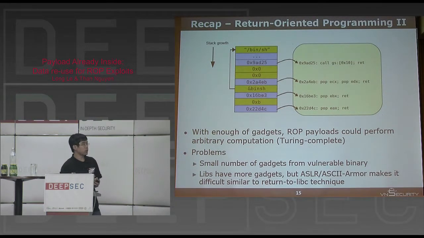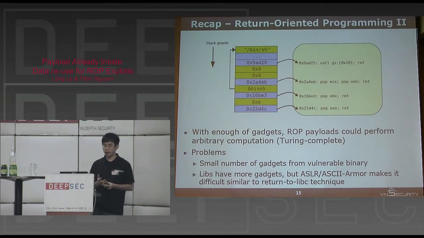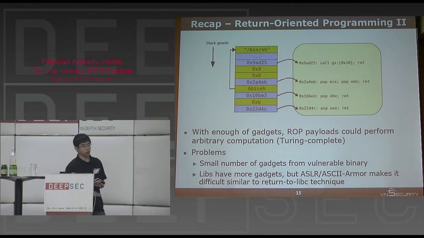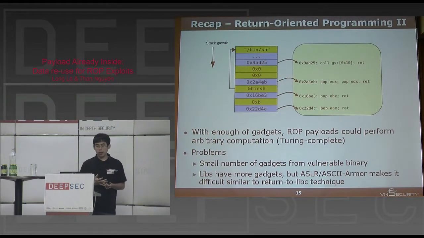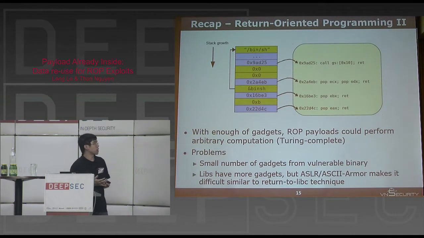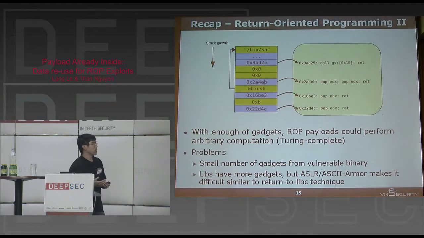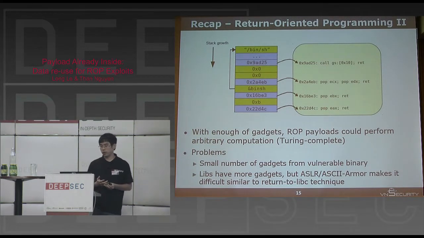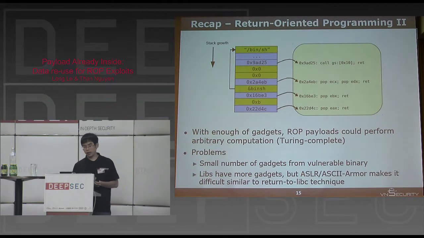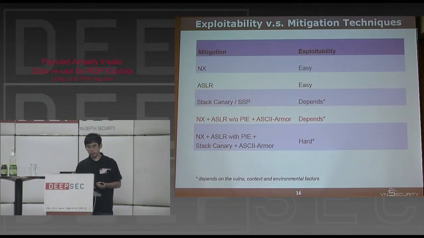However, in practice the problem is that there is a very limited number of gadgets you can really use from the vulnerable binary. The libraries have more gadgets, but the randomized library mapping or the ASCII-Armor makes it very difficult to chain or build a ROP payload and things like that.